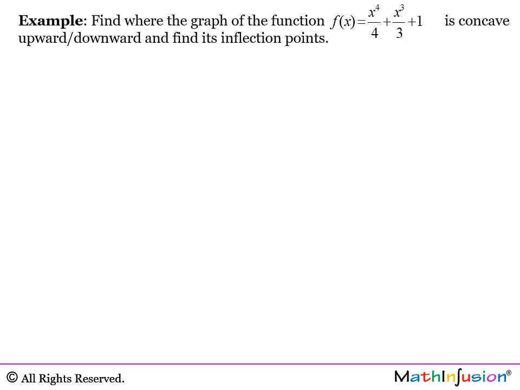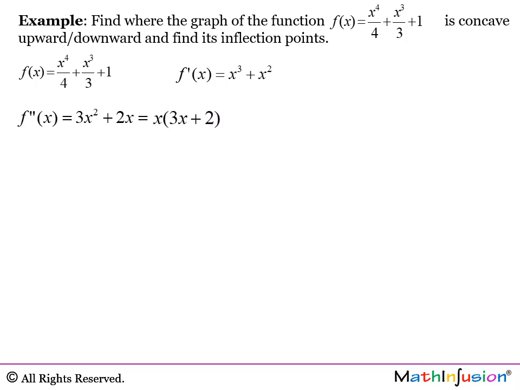Example. Find where the graph of the function f(x) equals x to the 4 over 4 plus x cubed over 3 plus 1 is concave up or downward, and find its inflection points. It is a polynomial, it is continuous and differentiable as many times as we want. Here is the first derivative, and here is the second. We will have to write it as usual as a product of two terms in this case. And we are now going to find the zeros. This is 0 when x equals 0, and when x equals negative 2/3.